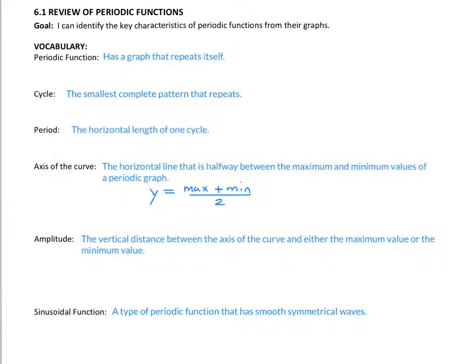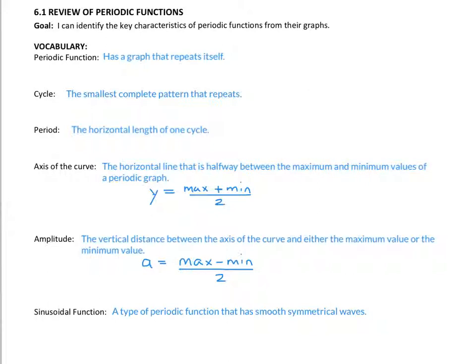The amplitude is your vertical distance between the axis of the curve and either your max value or your minimum value. It really is, if you took the whole distance between max and min and then cut that in half, that will be your amplitude. Now to get that, I'm going to use the letter A for amplitude. To get the actual distance between your max and min, instead of adding those together, you're going to take your max and subtract your min. That will give you how many units there are between those two values. And then you're going to take that distance and cut it in half. So you divide it by 2. And that will give you your amplitude.